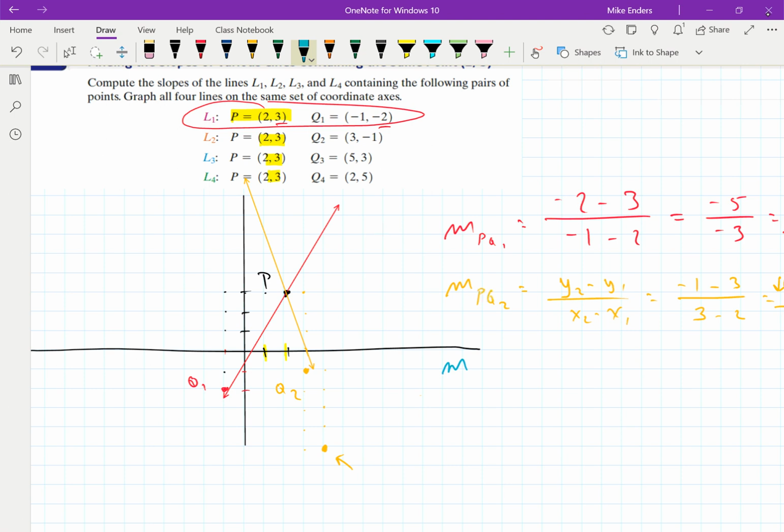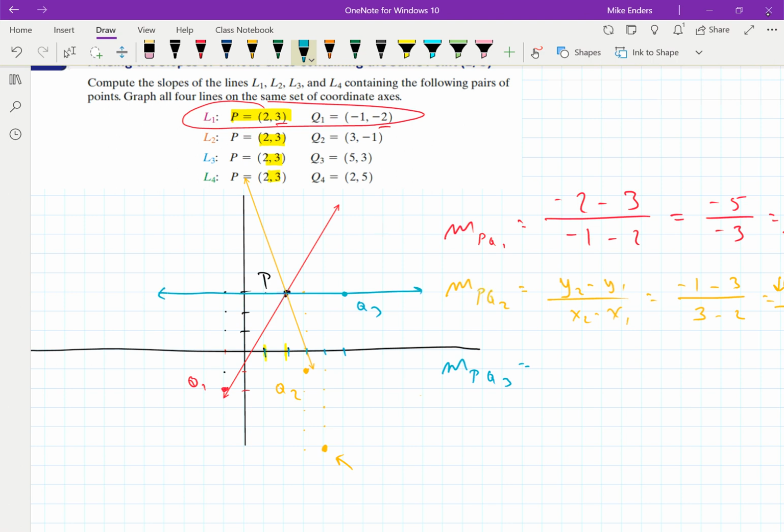So we've got the slope going from P to Q sub 3. Q sub 3 is going to be at 5, 3. So 1, 2, 3, 4, 5, and then up 3 is going to put us here. So there's Q sub 3. So it's going to be a nice horizontal line there.